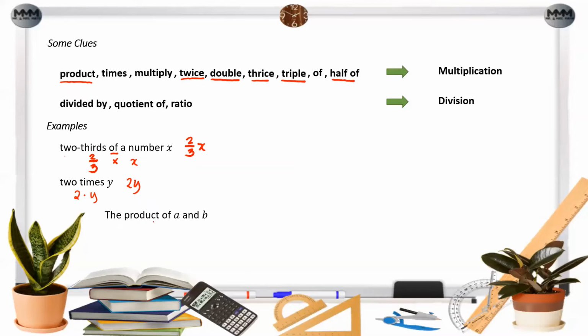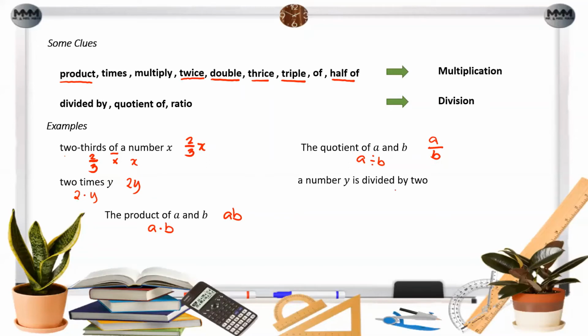Another is the product of a and b. Note that the product means the result when we multiply a and b. Therefore, this is a times b. Or simply, we can write it as ab for a times b. Next is the quotient of a and b. So this is the result when we divide two numbers. So quotient means we divide, so a divided by b, or we can simply write it as a over b.